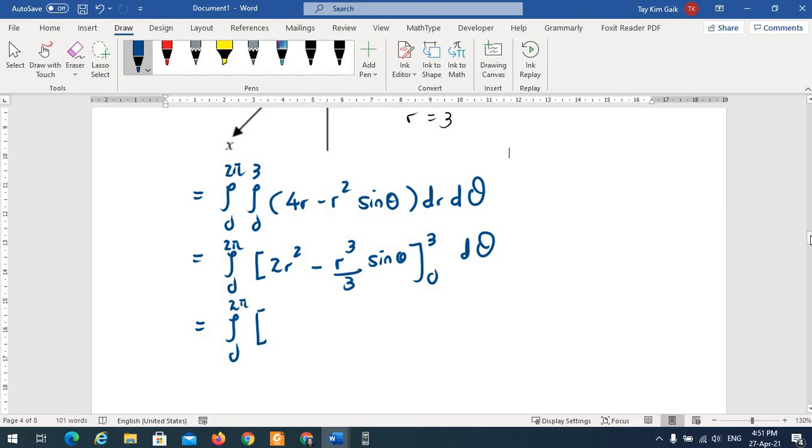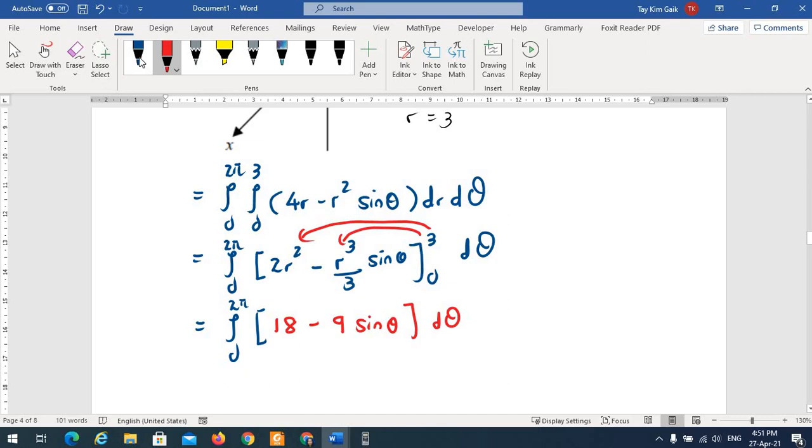So plug in 3 for r. Plug into r here. So 3 squared is 9, 9 times 2 is 18. So 3 cubed is 27 divided by 3, so we have 9 sin theta. Plug in 0, everything is 0.